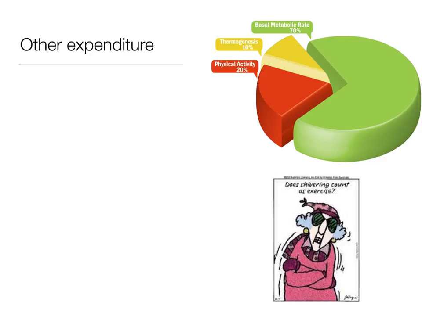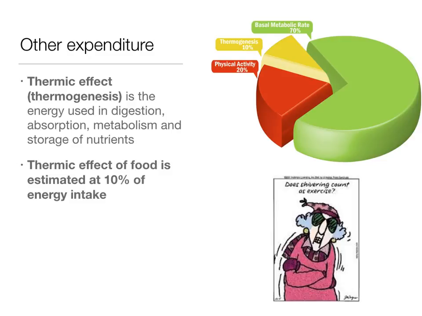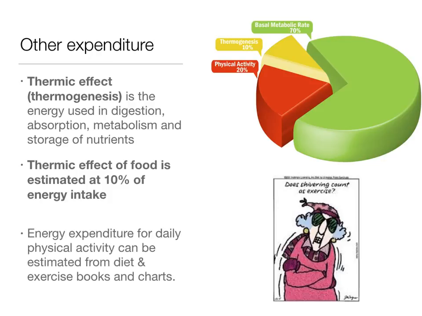Other than BMR, other energy expenditure each day involves the thermic effect of food, which is the energy used to digest, absorb, metabolize, and store nutrients. This is estimated at approximately 10% of total energy intake from food. So, if you took in 9,000 kilojoules of food, 900 of those would be used for the thermic effect in the digestion, absorption, metabolism, and storage. Additionally, energy expenditure for daily physical activity can be estimated from diet and exercise books and charts, and for the purposes of this course, you will be given this information in an exam or test situation.